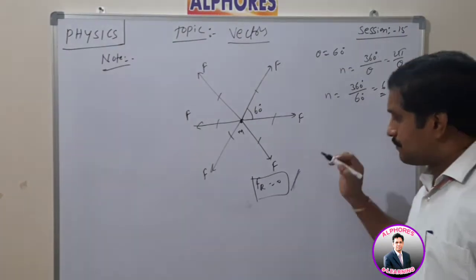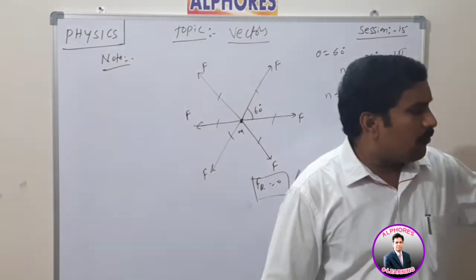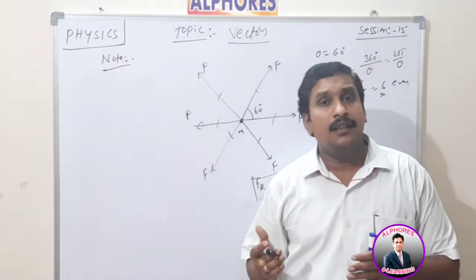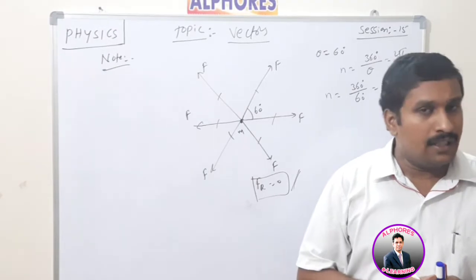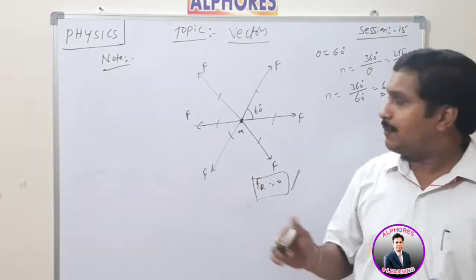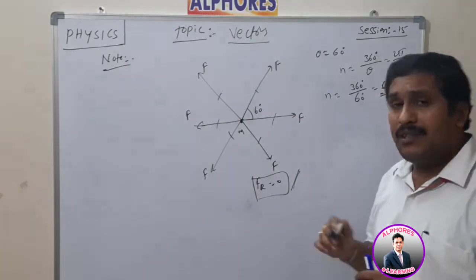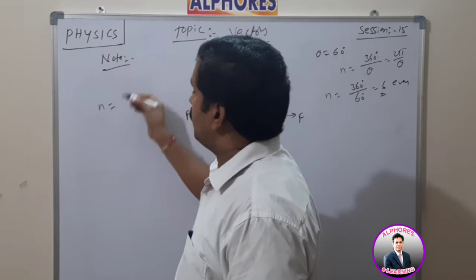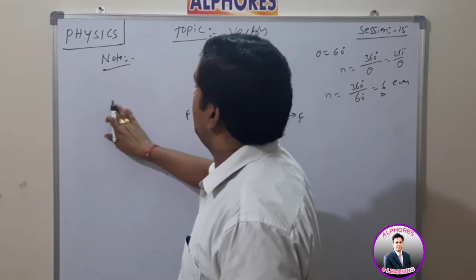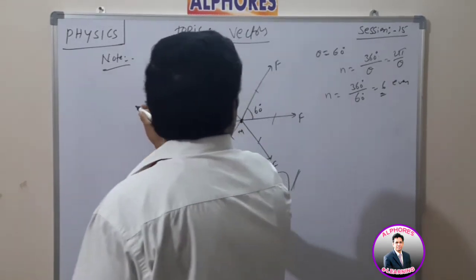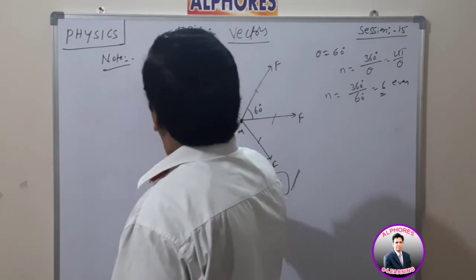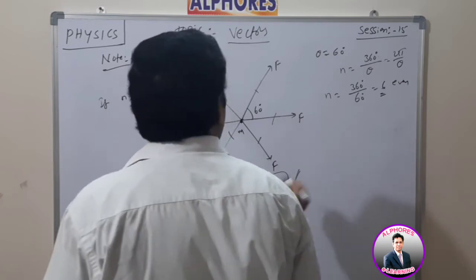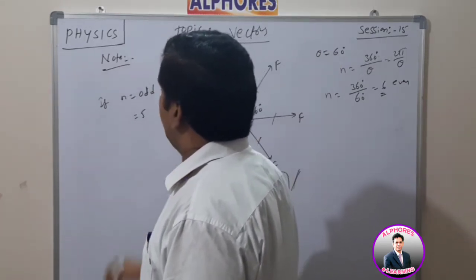That means, listen carefully, if the number of forces acting on the particle is even, then the particle is at rest. The resultant force acting on the particle is 0, as per this diagram. Now suppose n is odd. What happens? For example, let us take 5.